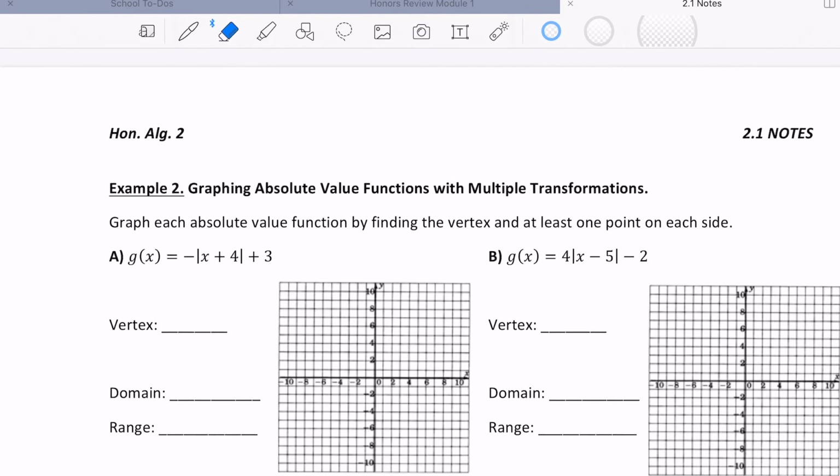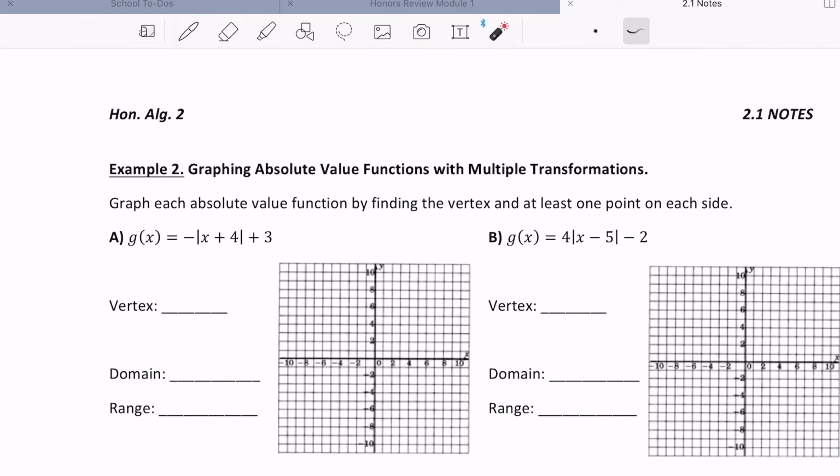Now, we previously talked about how to find the vertex. Remember, we use the inverse of the h value as x and the k value as our y value. So in this case, our vertex would be located at negative 4, positive 3. And again, we already know what h and k do. If h is negative 4 and k is positive 3, that means h moved left 4 units and k moved up 3 units. We haven't really talked about what A does.